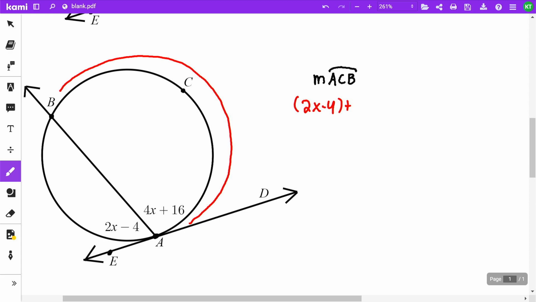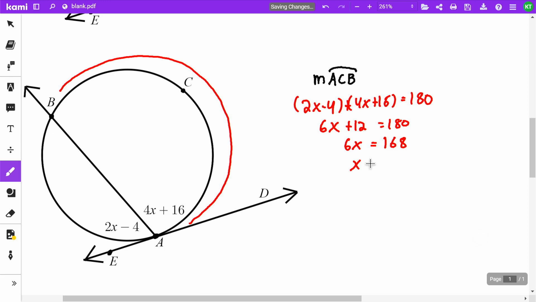plus 4x plus 16 equal to 180 degrees. When I combine my like terms, I will have 6x plus 12 equals 180. I'm going to subtract 12 from both sides, so 6x will be equal to 168. And I divide both sides by 6. I will get x is equal to 28.